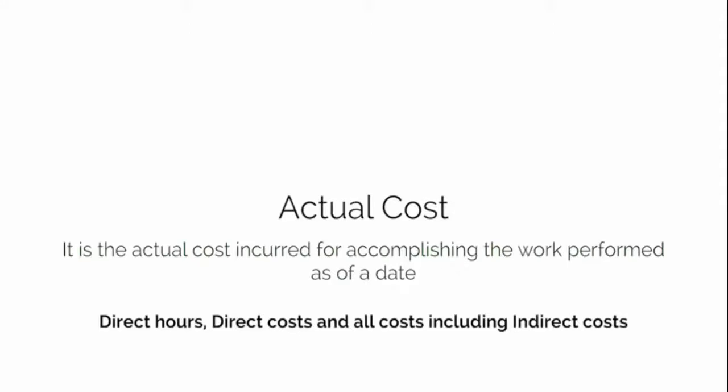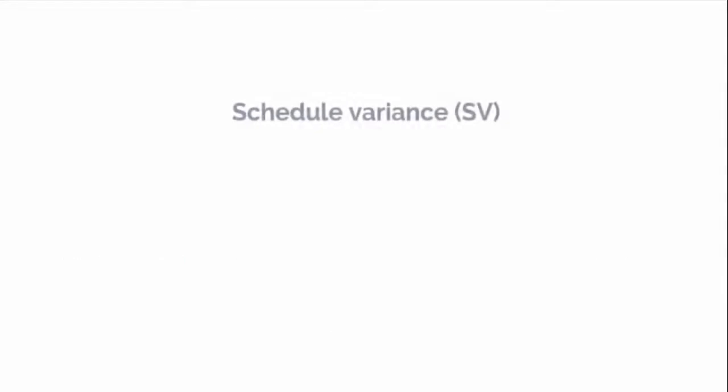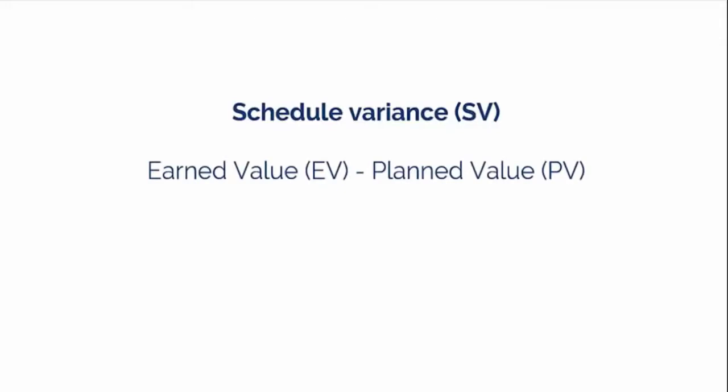Now, based on the above measurements, the following variances can be computed. Schedule variance, or SV. This is the difference between earned value, EV, and planned value, PV. The formula is SV equals EV minus PV. The schedule variance is really the amount of work that has been done minus the value of the work planned.